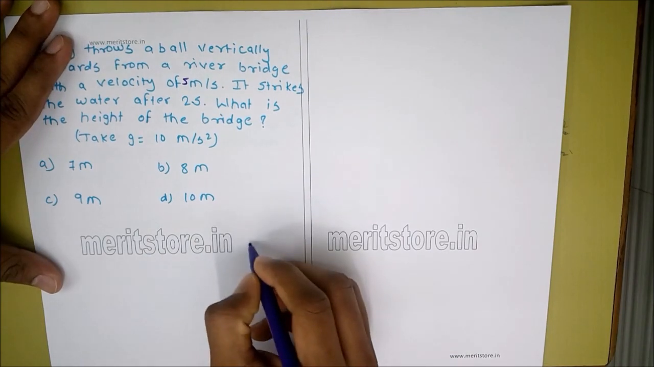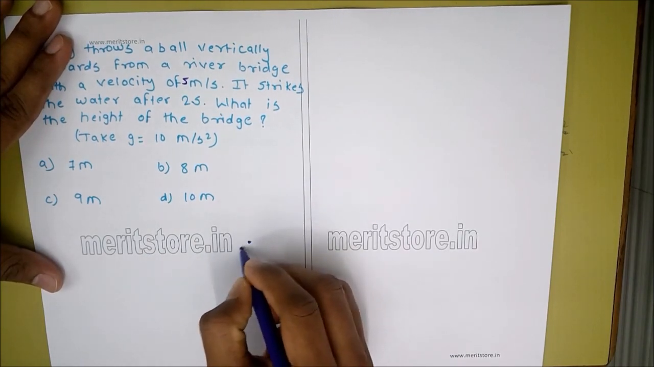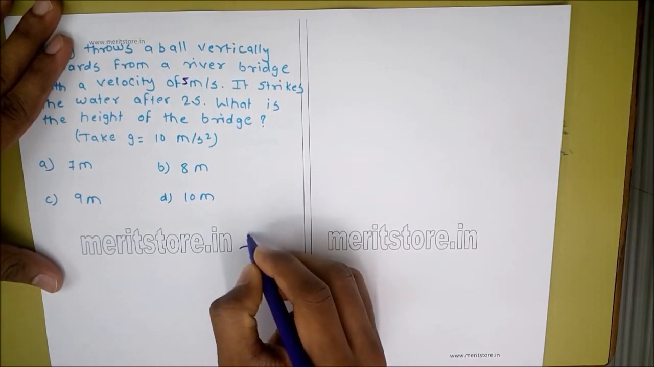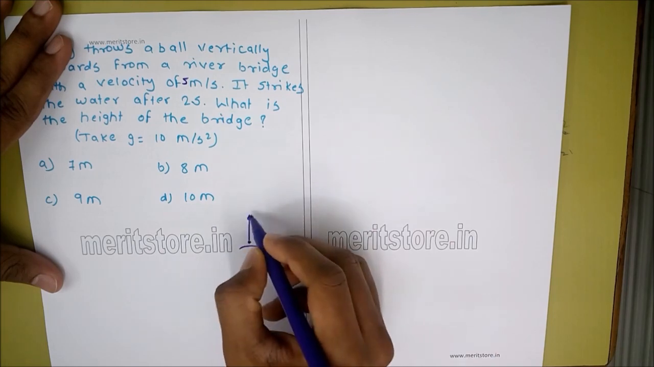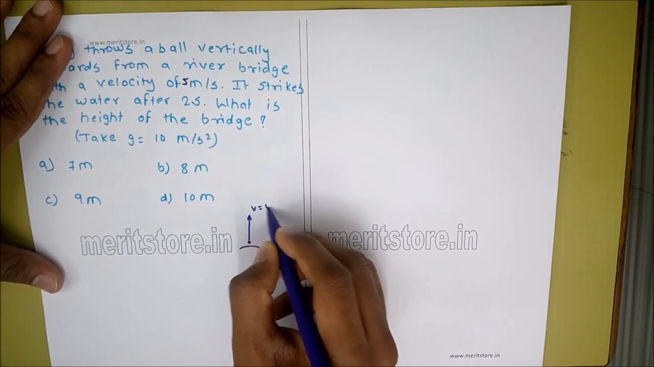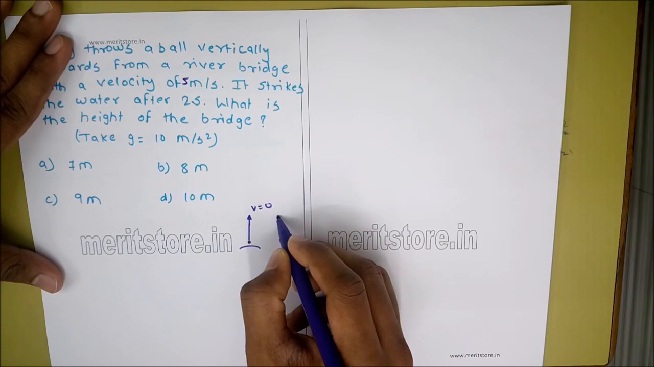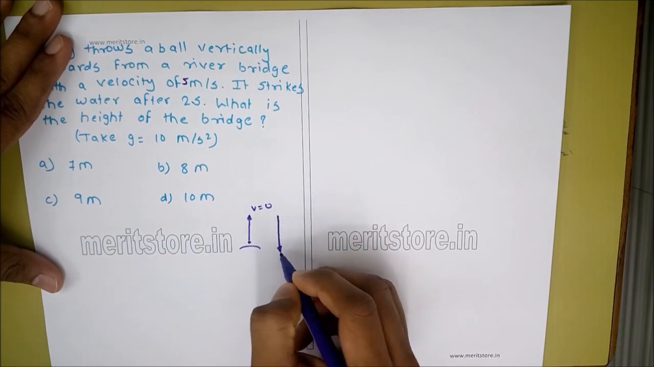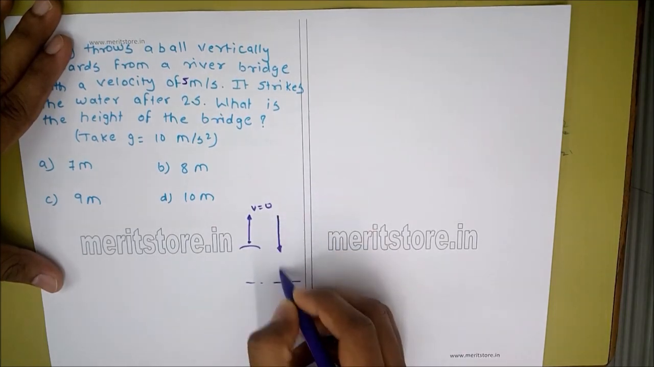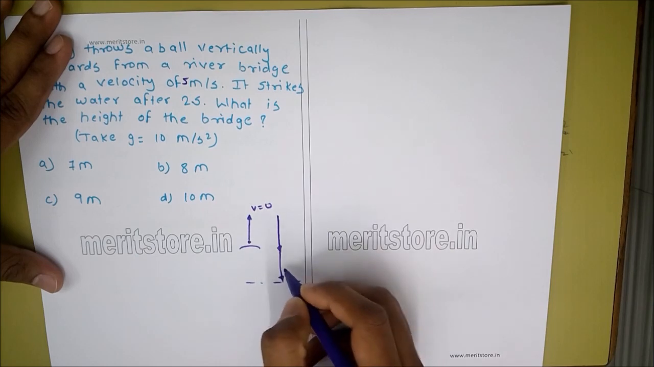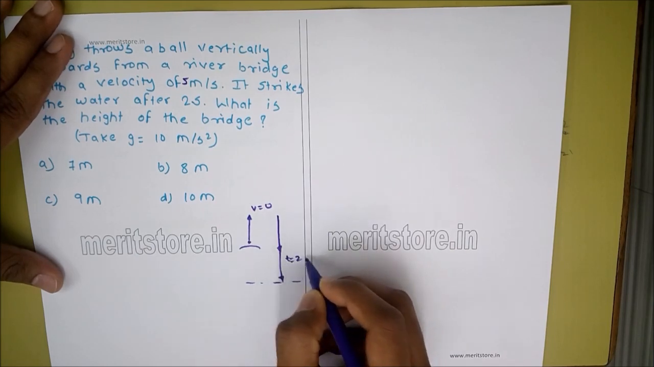So let us look. Since the boy is standing on the bridge and the ball is thrown first vertically upwards, it reaches a point where the velocity becomes 0, and after that it starts falling towards the lake and it touches the water surface after t equal to 2 seconds total.